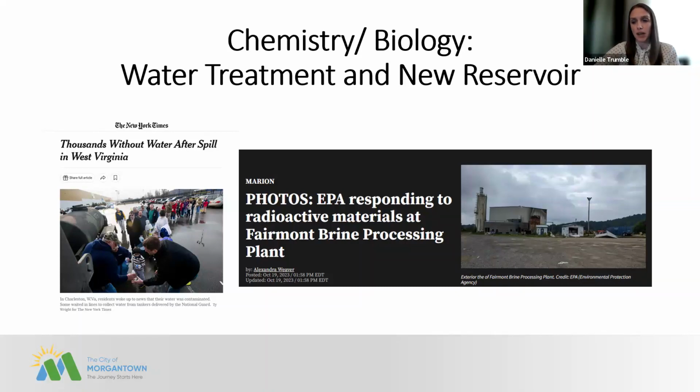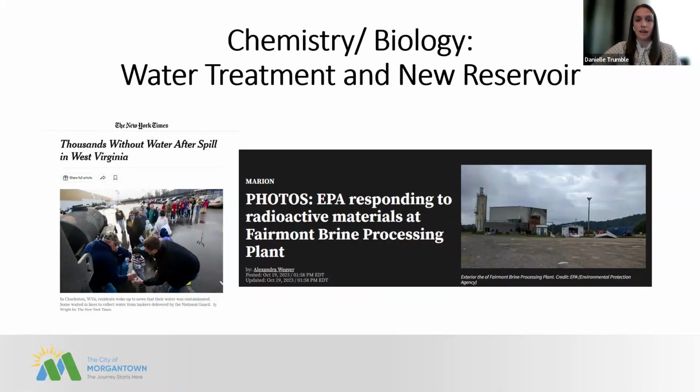So they bought a piece of property, and actually just in the last several months, the new reservoir has been filled. That will give us a 30-day backup for our water supply. And that comes from a different source. It is fed by the creek, not the river. It's upstream from the river.